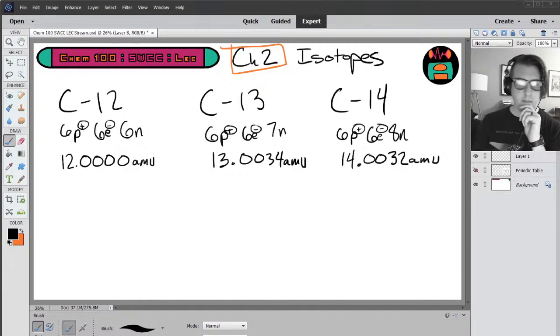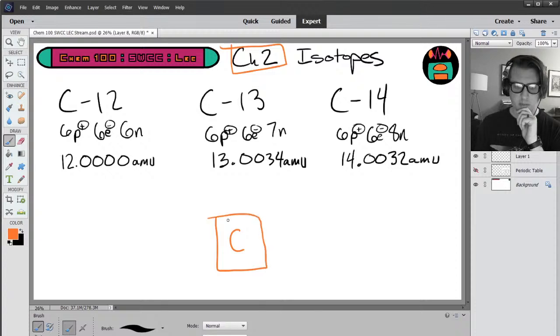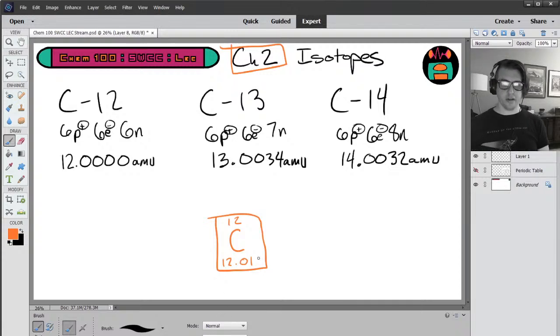If you look up carbon on the periodic table, we've got an atomic number of 6. The atomic mass is 12.01. And our units down here are never written on the periodic table, but they're always in AMU.